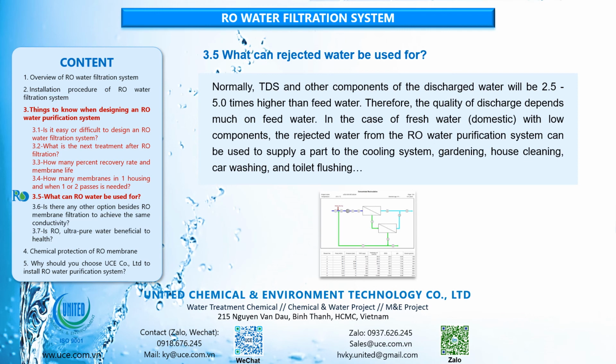3.5 What can rejected water be used for? Normally, TDS and other components of the discharged water will be 2.5 to 5.0 times higher than feedwater. Therefore, the quality of discharge depends much on feedwater. In the case of fresh domestic water with low components, the rejected water from the RO water purification system can be used to supply a part to the cooling system, gardening, house cleaning, car washing, and toilet flushing.